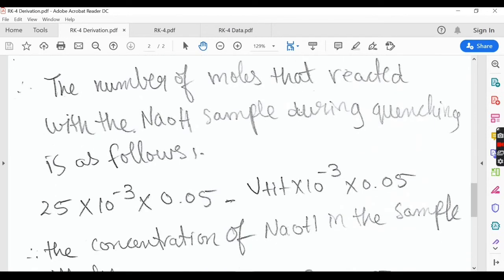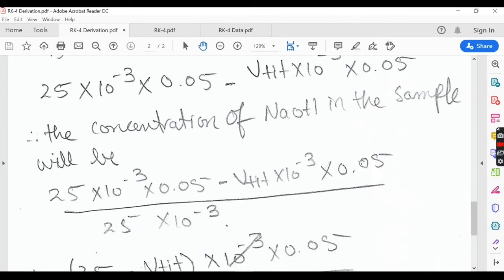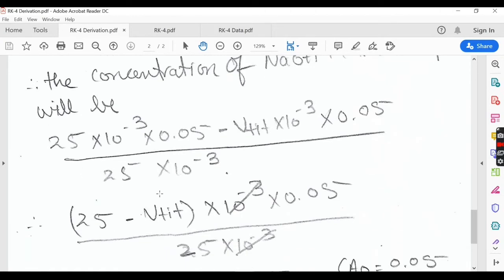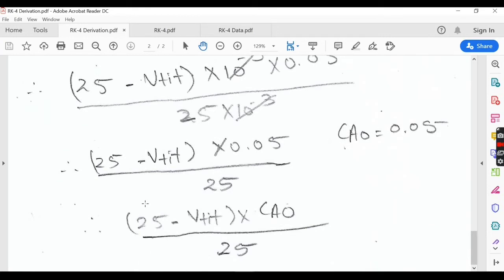Therefore, the number of moles that reacted with the NaOH sample during the quenching process will be 25 multiplied by 10 to the power minus 3 multiplied by 0.05 minus volume titrated multiplied by 10 to the power minus 3 multiplied by 0.05. Therefore, the concentration of NaOH in the sample will be the number of moles that was calculated divided by the volume of the sample, which is 25 multiplied by 10 to the power minus 3. The 10 to the power minus 3 will cancel out, and we will have 25 minus volume titrated multiplied by 0.05 divided by 25.